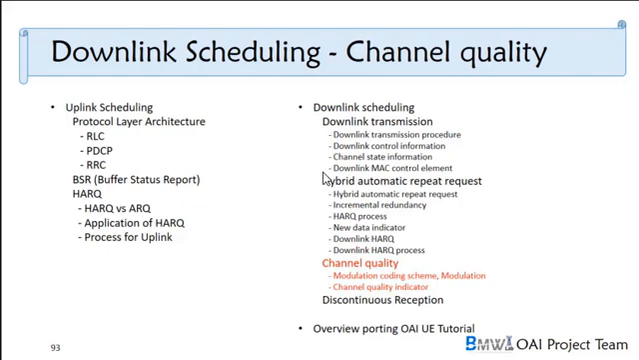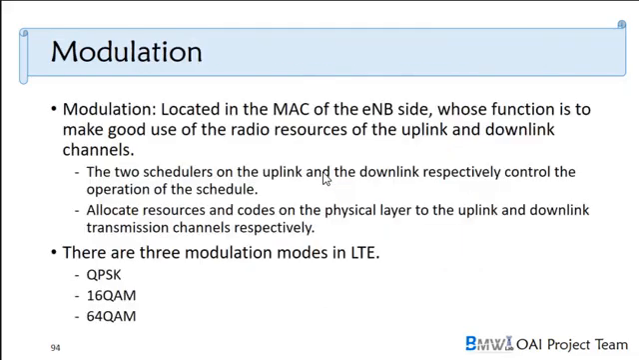And this is for channel quality. First, I will introduce the modulation. Modulation is a function to make good use of the radio resource of the uplink and downlink. And it has two schedulers, on the uplink and downlink respectively, which control the operation of the schedule. So, they allocate resources and coding on the physical layer to the uplink and downlink transmission channels respectively.